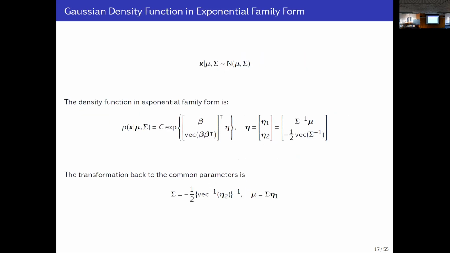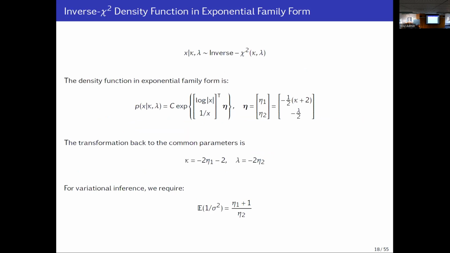So just a bit of stuff about a Gaussian density function in exponential family form. That's what it looks like. And you can see that there are these one-to-one relationships between our vectors of natural parameters and our common parameters, the covariance matrix and the mean vector. That's all this page really says for now. Likewise for the inverse chi-square density function.